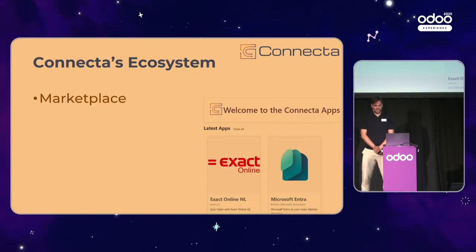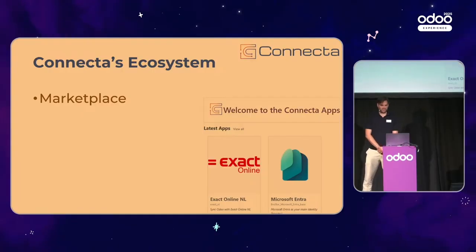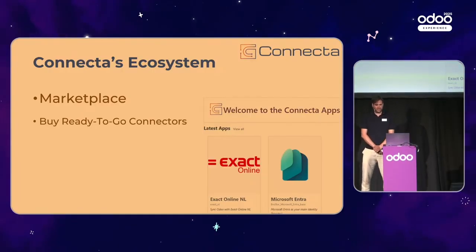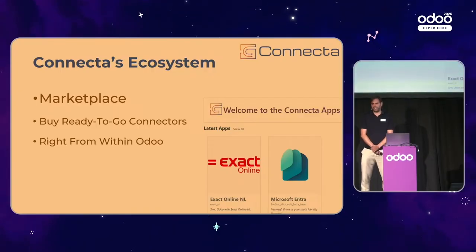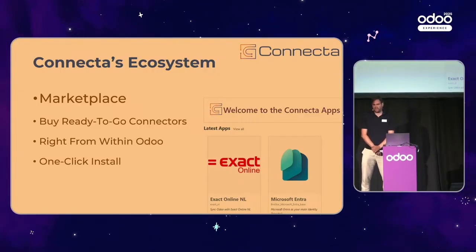We also have a marketplace which is accessible right within Connecta, within their own Odoo of the user, the customer. You can buy ready-to-go connectors. So this means that you buy them right from within Odoo, and you one-click install them right inside Connecta, thus right inside their own Odoo. And then the connection is ready to go. You can offer some settings that differ per business, but there's one general connection that you can configure a bit, and it's ready to go.